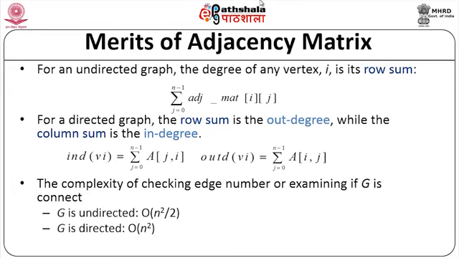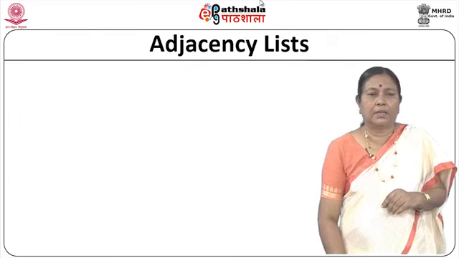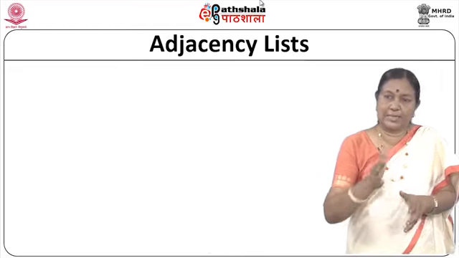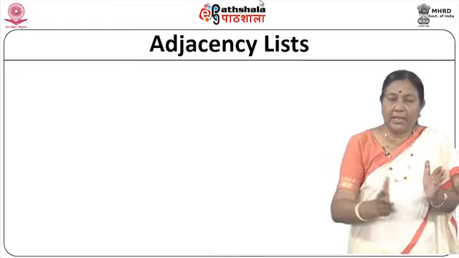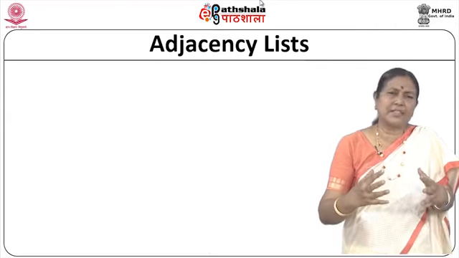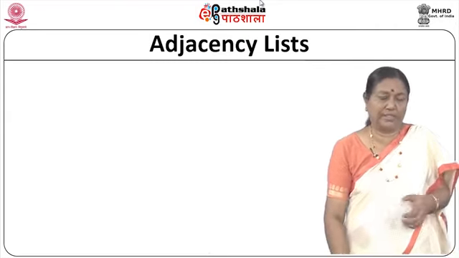For G undirected, it is order of n squared by 2, and for G directed, it is of the order of n squared. Now let us look at the next representation, which is adjacency lists. This is the second representation. We saw there were 3. The first one is adjacency matrix, the second is adjacency list. Adjacency matrix is a much more natural representation of the graph.